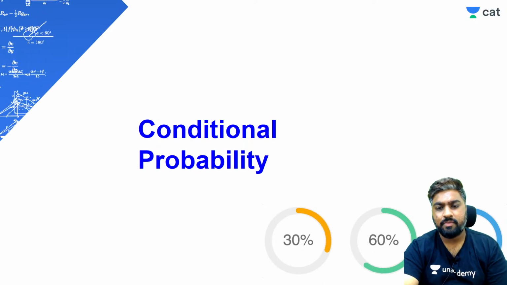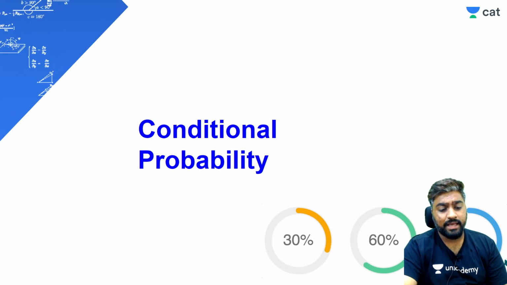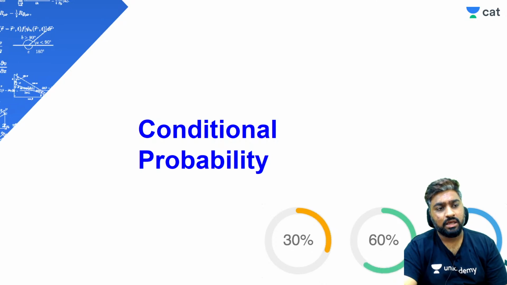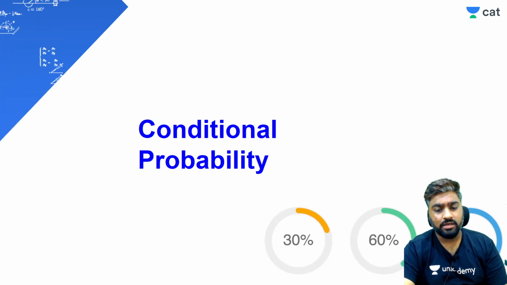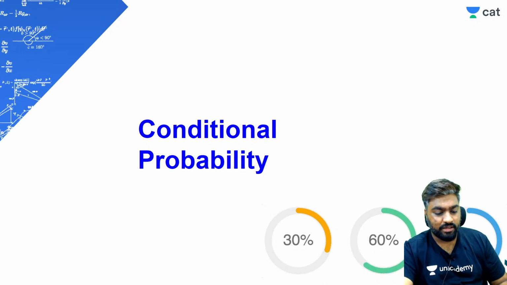What does conditional probability mean? Conditional probability means that, based on a given situation, the occurrence of one event changes the probability of the other event.